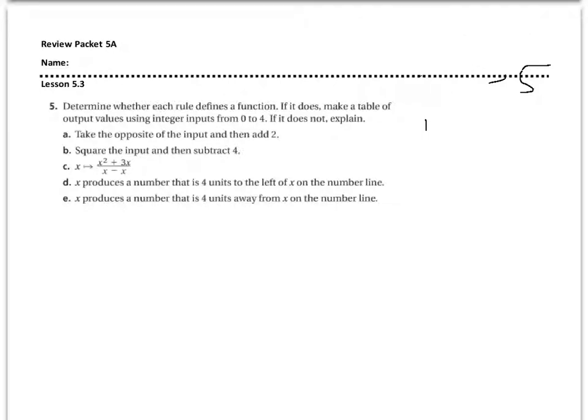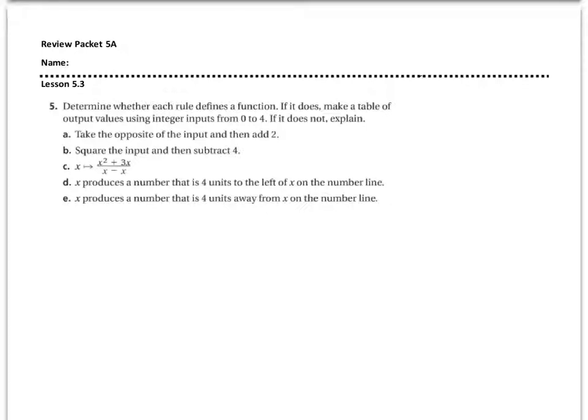Okay, so if you remember the number game, if it's a fair game, that's a function. That's another way of looking at it. So the first problem is, let's take the opposite of the input and then add 2. So these 5 things do not mean that these are functions. So there might not be a function.